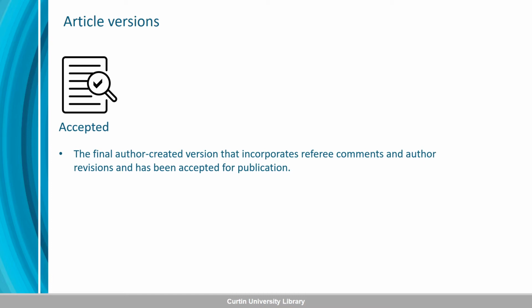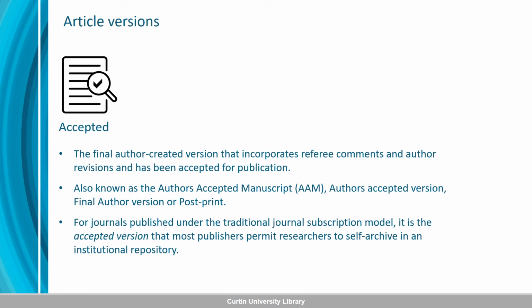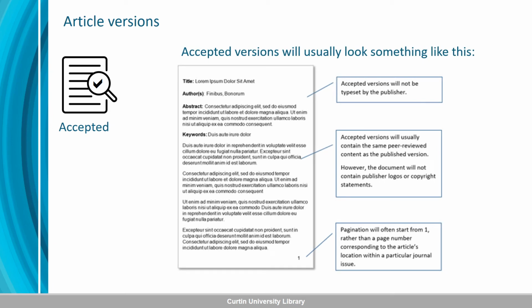The accepted version is the final author-created version that incorporates referee comments, author revisions, and has been accepted for publication by the journal. It is also known as the author's accepted manuscript, the author's accepted version, final author version, or postprint. For journals published under the traditional journal subscription model, it is the accepted version that most publishers permit researchers to self-archive in an institutional repository. Accepted article versions will typically present in a standard manuscript format and not contain publisher typesetting or logos.